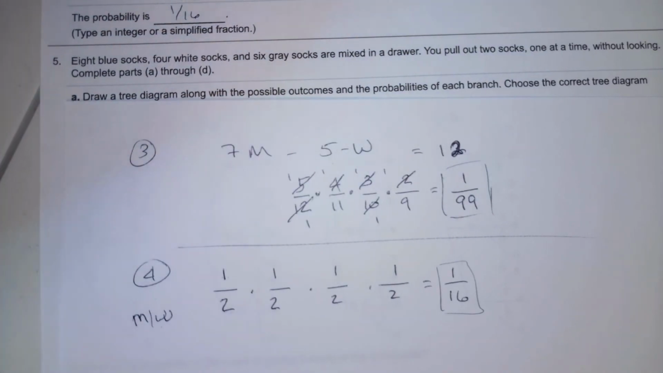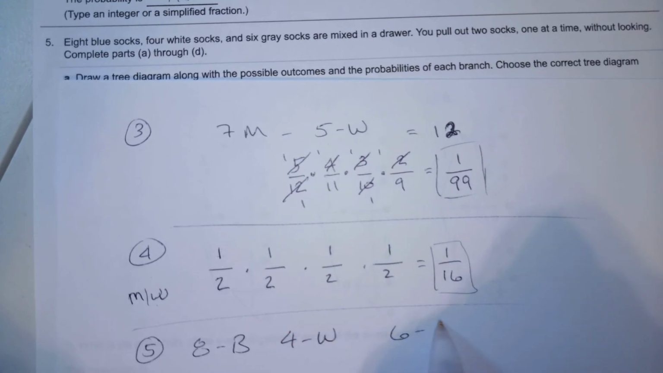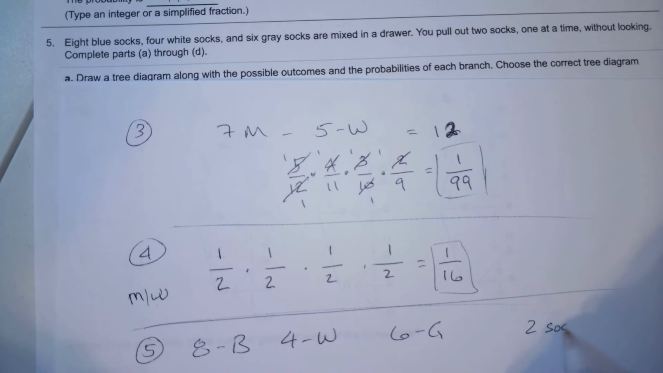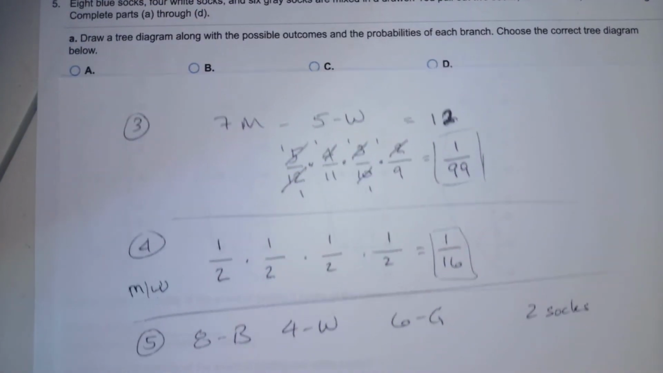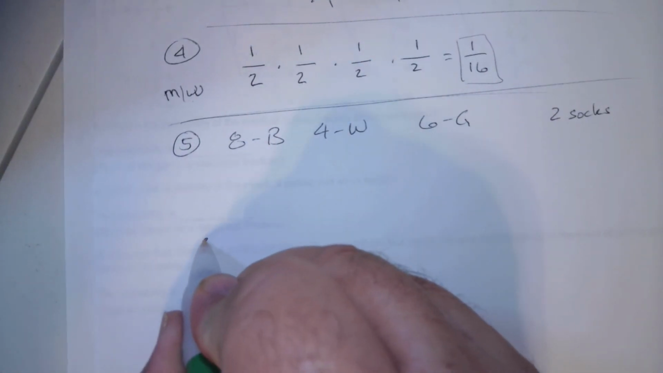All right, the next one. Number 5. 8 blue socks, 4 white socks, and 6 gray socks are mixed in a drawer. You pull out 2 socks, one at a time, without looking, and complete A and B. A is draw a tree diagram. Remember, we're drawing 2 socks. Here's your drawer.